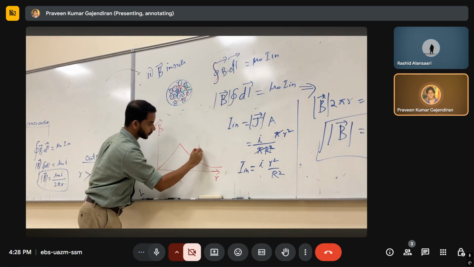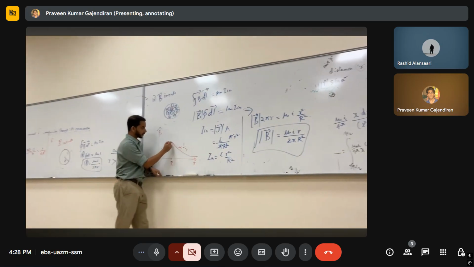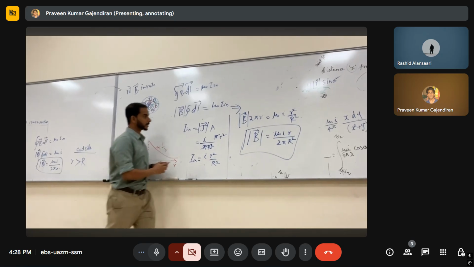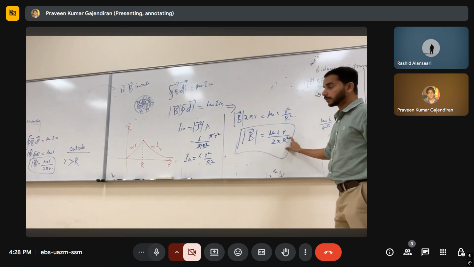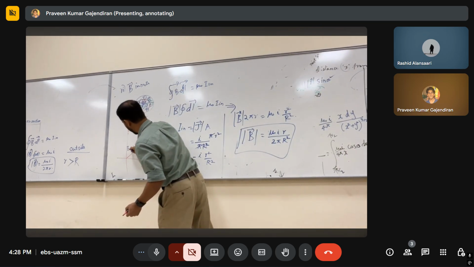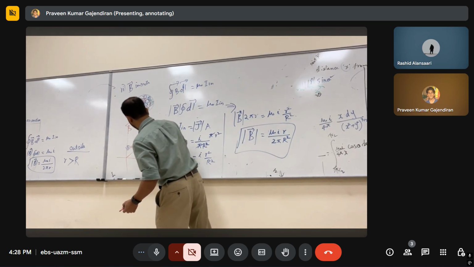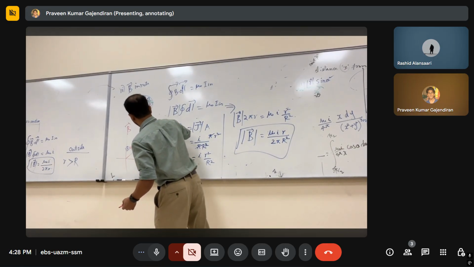No, I think he's just showing you what to do after that. And what is the turning point? When you are at the surface, this r will be this R, right? Correct. So that point will be the maximum. This is proportional, right? And this is the maximum.